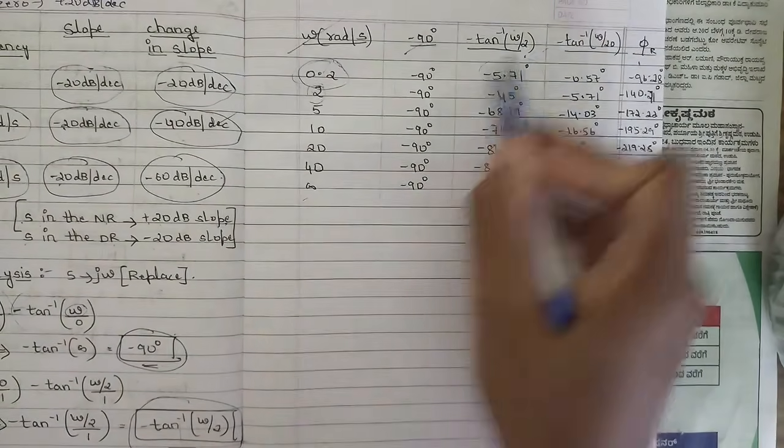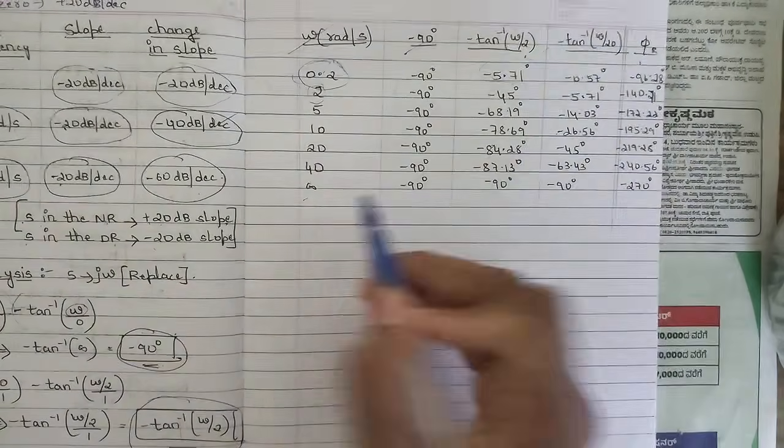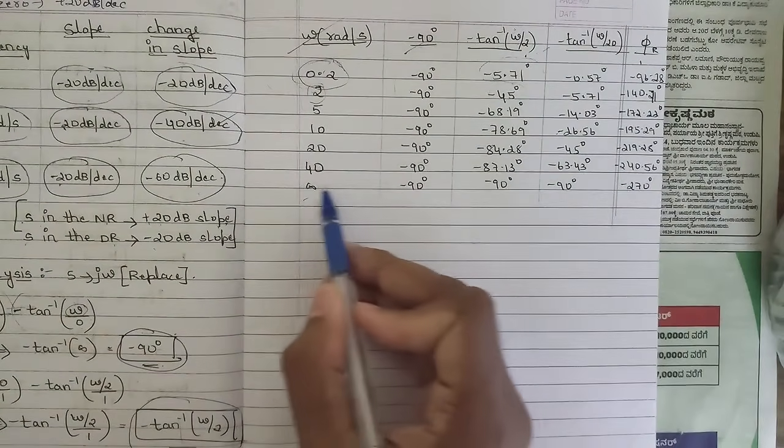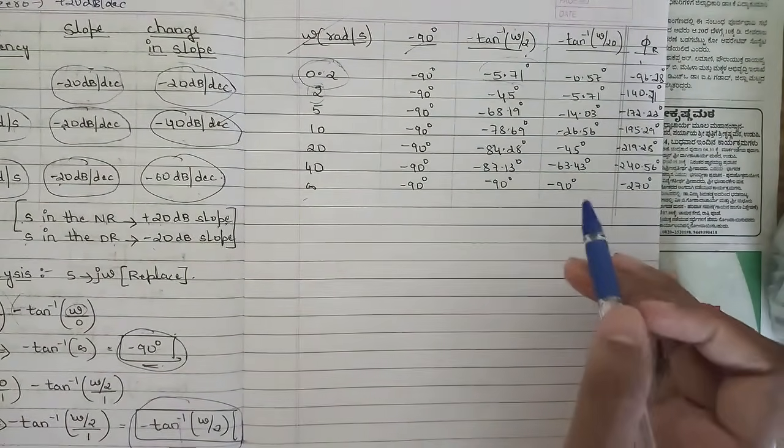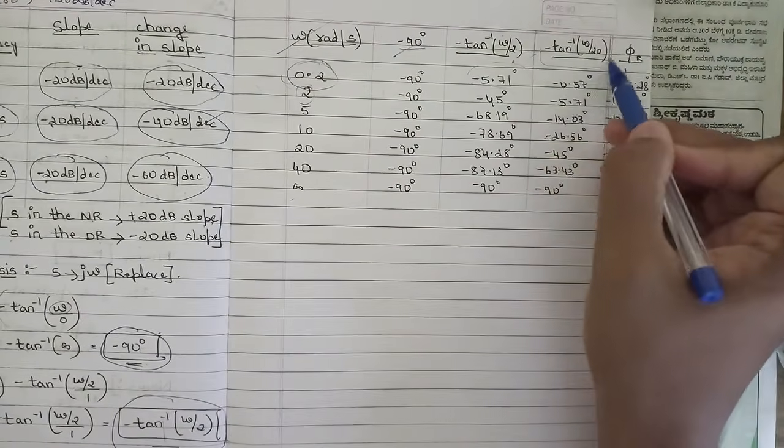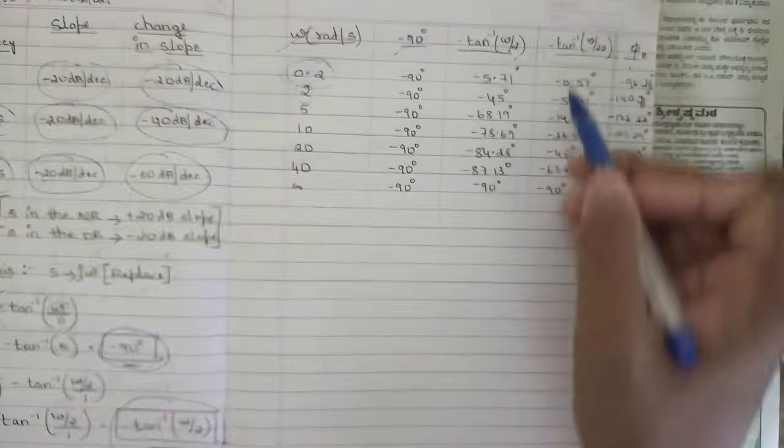Since we know that tan inverse of infinity is 90 only, so here in the infinity column all the angles should be minus 90 degree. Similarly for minus tan inverse of omega by 20, substitute the values one by one and write all the angles.